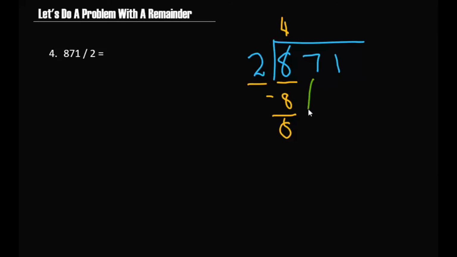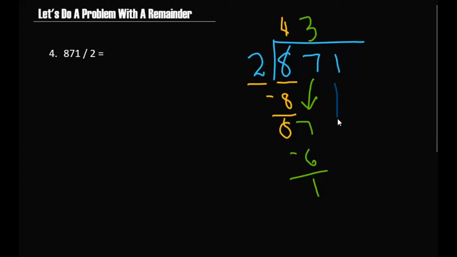Now we're going to bring the 7 down. Now our number is 7. 2 goes into 7 3 times. We're going to write a 3 up here. 2 times 3 is 6. So we're going to subtract 6 from 7. 7 minus 6 is equal to 1.